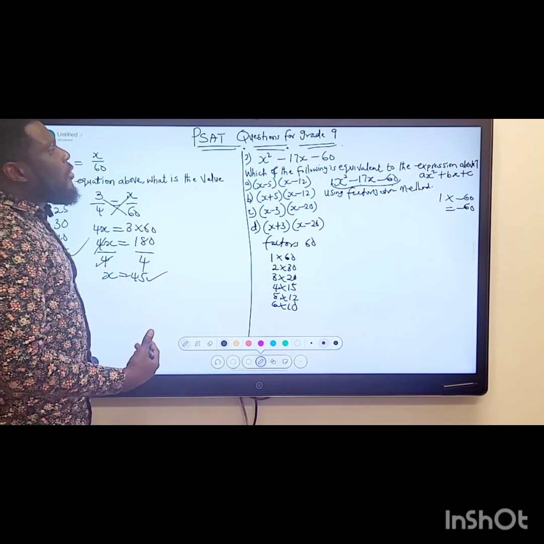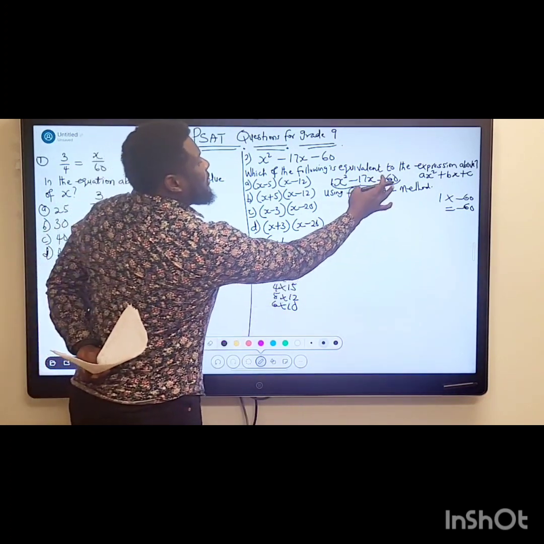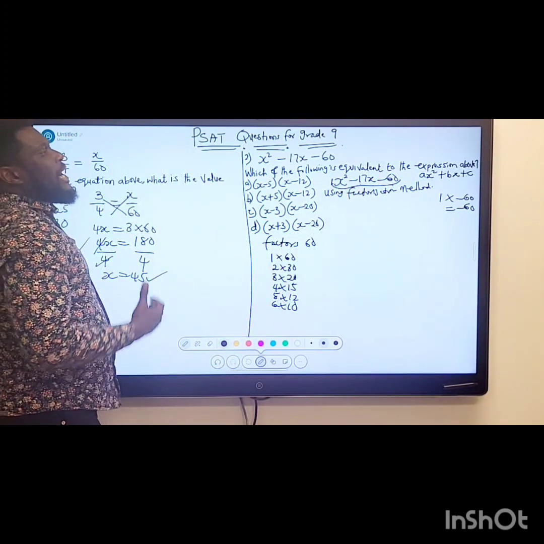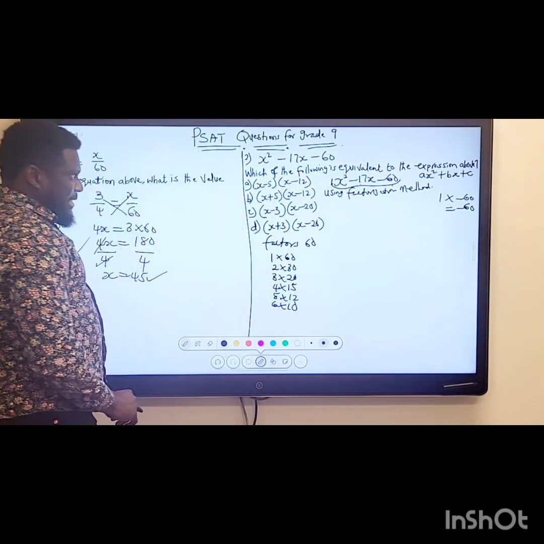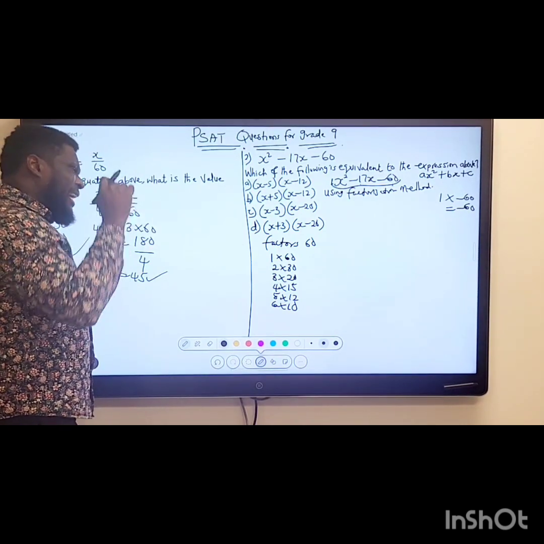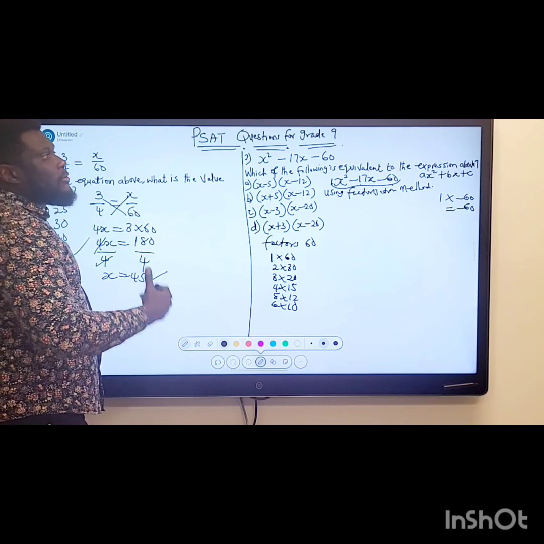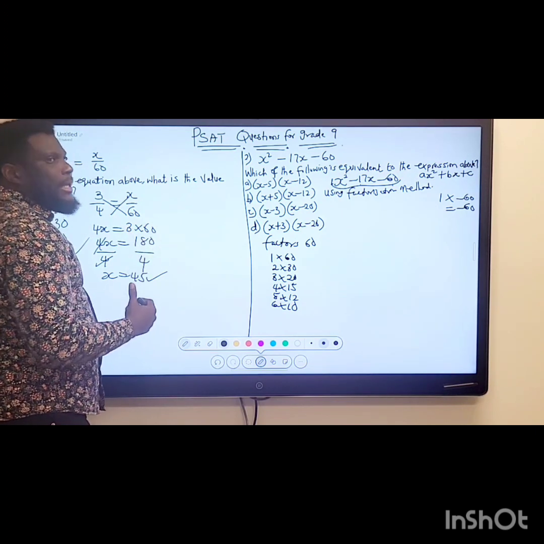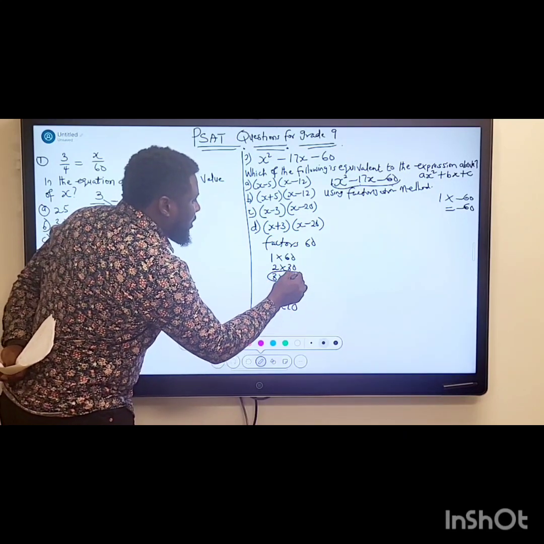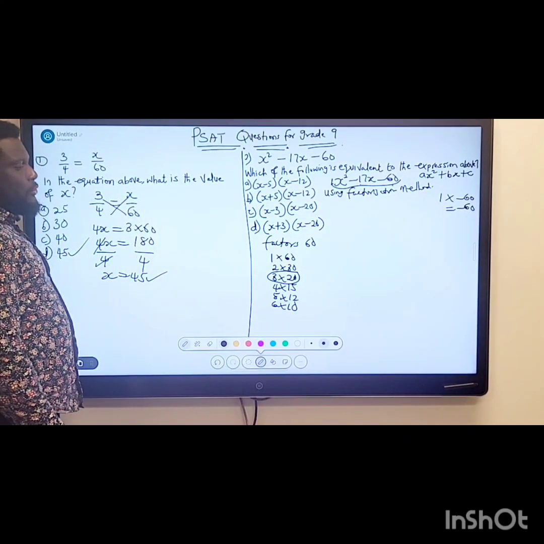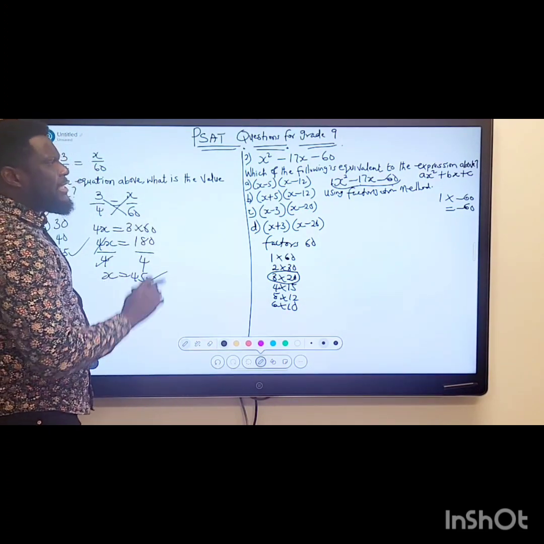So you look for the one that when you multiply the factors together, it must give you what? Negative 60. And when you add or subtract, it must give you what? Negative 17. So that is important, you must understand your factors very well. And there's no time, you must do that quickly. So from this right now, you will see that what can fill into this place is what? Is 3 times 20.